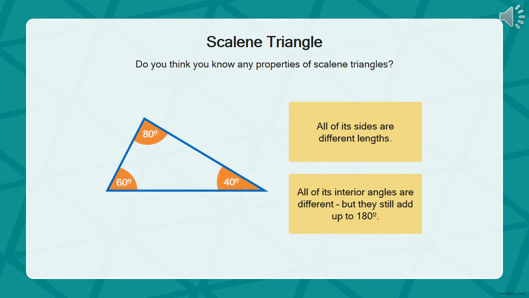Next we have a scalene triangle. Do you know any properties of a scalene triangle? Now all the sides of a scalene triangle are different lengths, and all of the interior angles are different, but they still add up to 180 degrees.